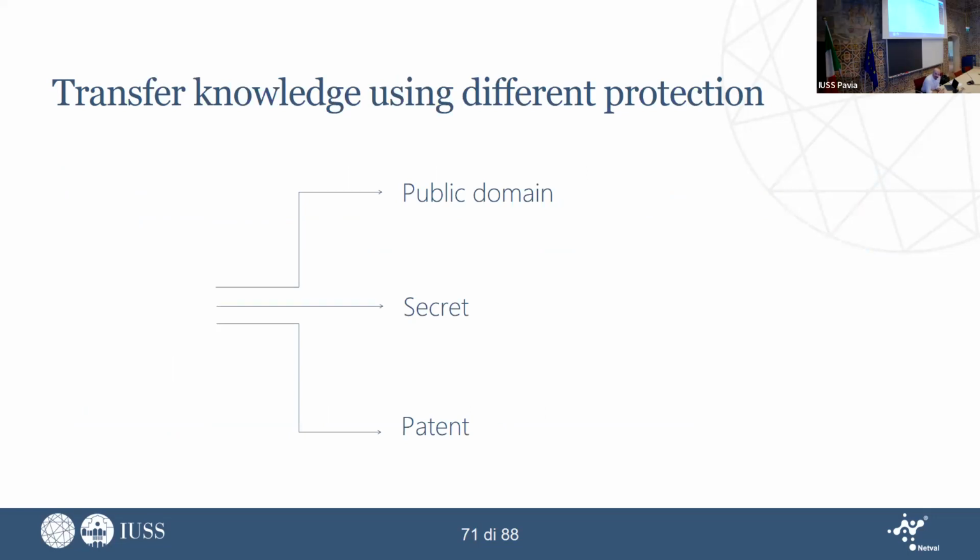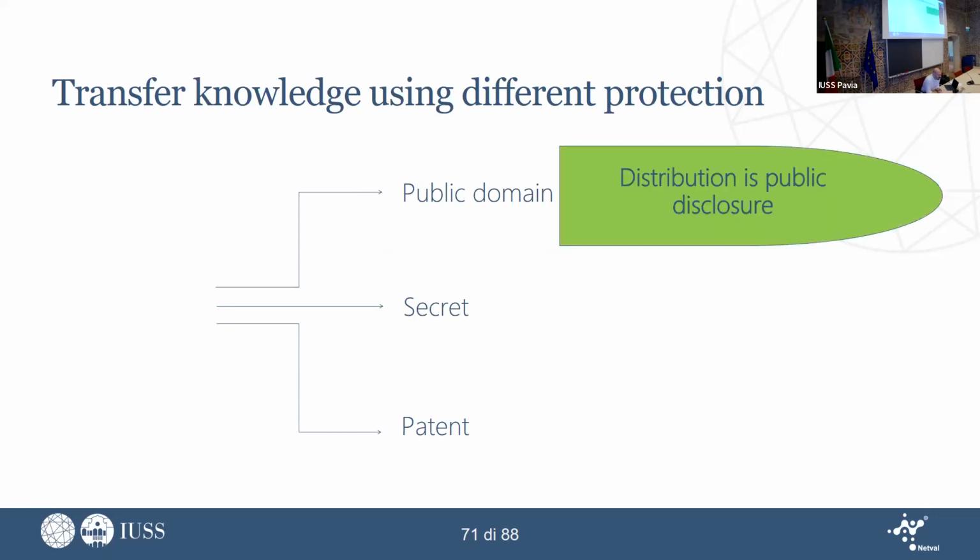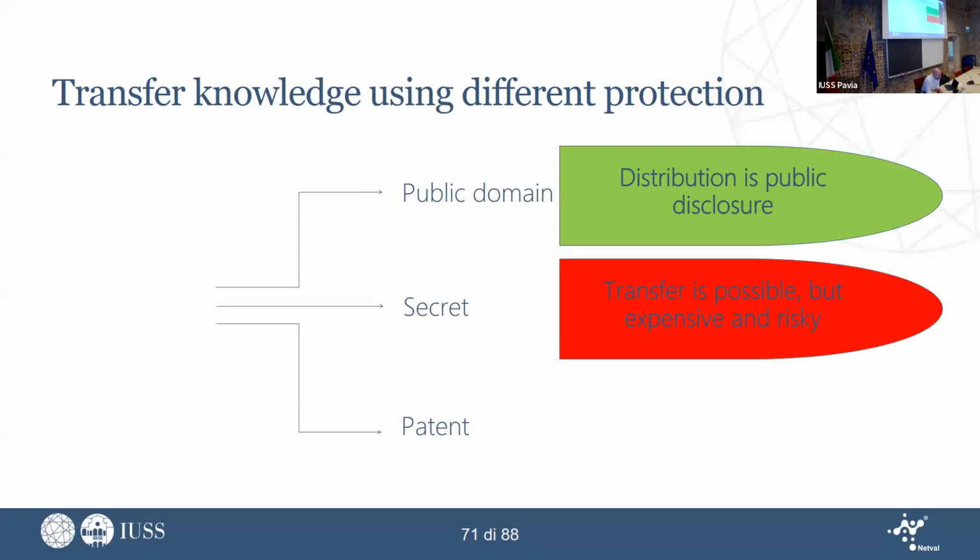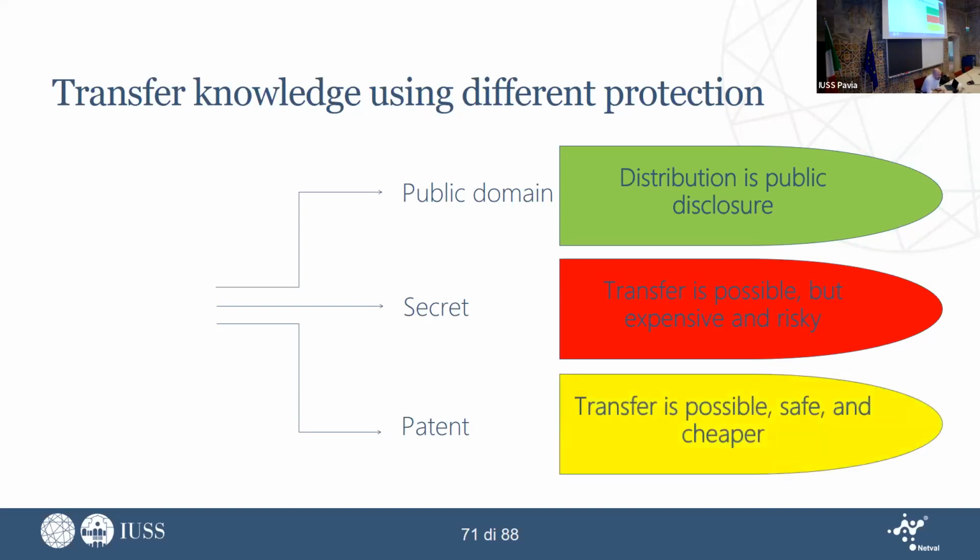Transfer of knowledge could be gained using different protections, like public domain. So the distribution is public disclosure. Secrets: the transfer is possible when we have a secret, but it's really expensive and risky because we have to sign agreements. Third parties should be excluded. And with a patent, the transfer is of course possible, safe, and cheaper. Respect the secret, for example, and we can protect your idea.